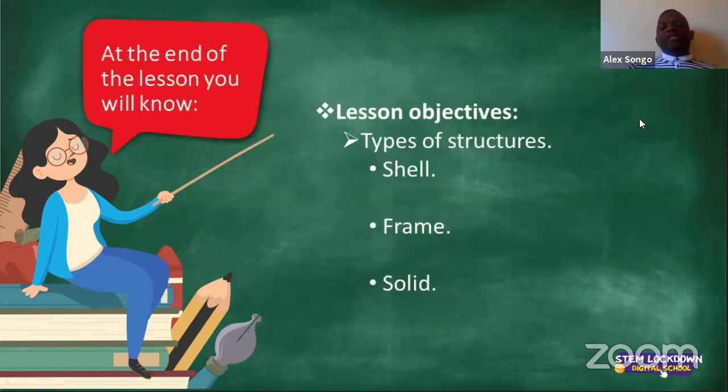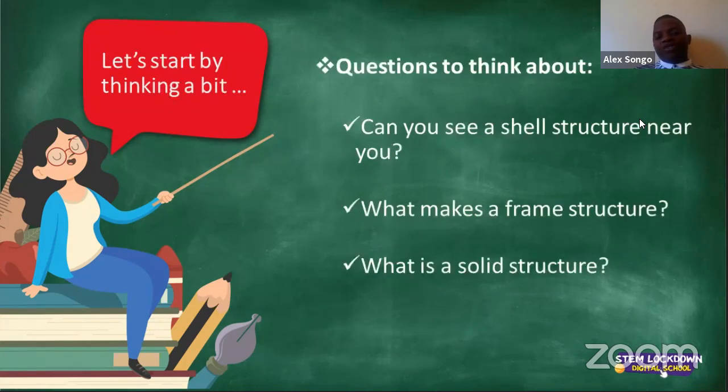All right, so lesson objectives. What do we want to learn by the end of this lesson? We are looking at 3 things today, ladies and gentlemen. Number 1, shell structures. Number 2, frame structures. Number 3, solid structures. So basically our lesson is solely looking at the types of structures. That's what we are doing. So let's go on to the questions that I want us to think about.